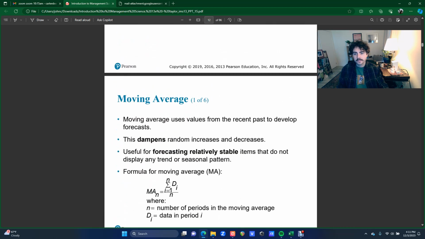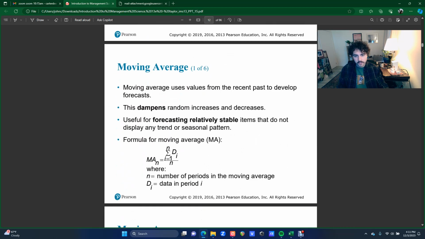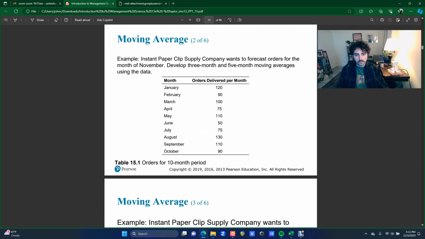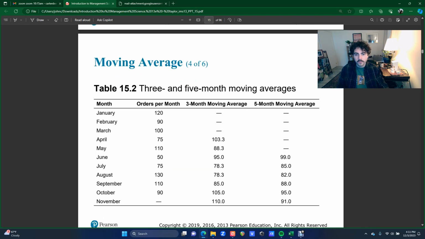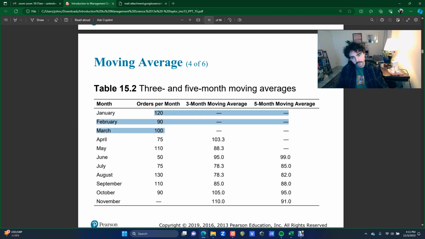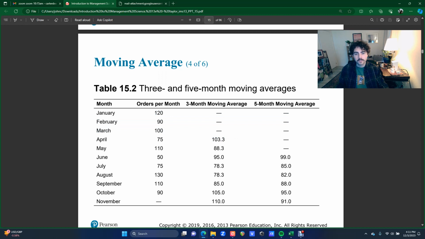Time series methods, starting with the moving average. So moving average is basically just like predicting the next value based on the previous either 3 to 5 values. So, for example, here's a great representation here. In the months January, February, and March, we have these orders, and once it hits April, they're allowed to forecast the April amount based on the previous 3 months. That is called the 3-month moving average.